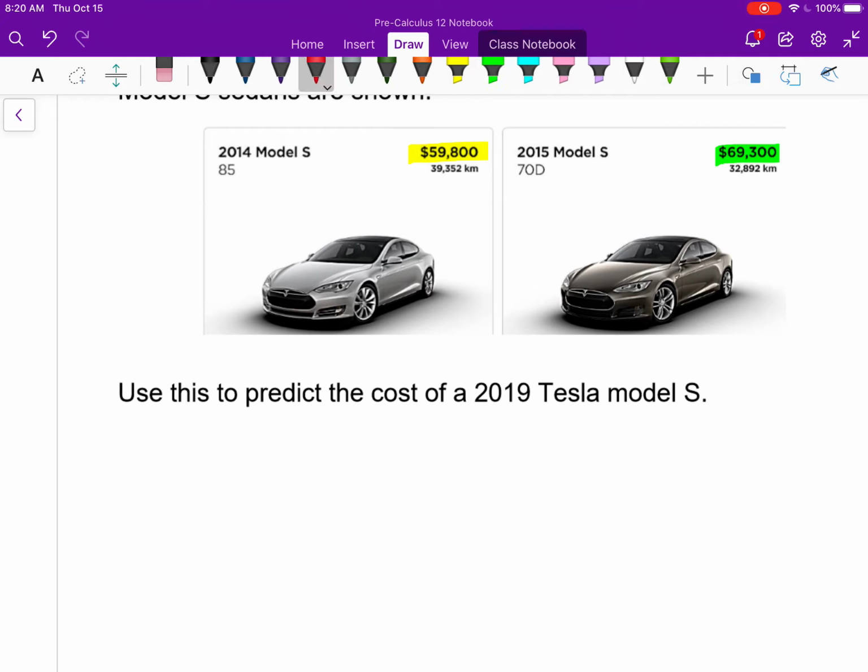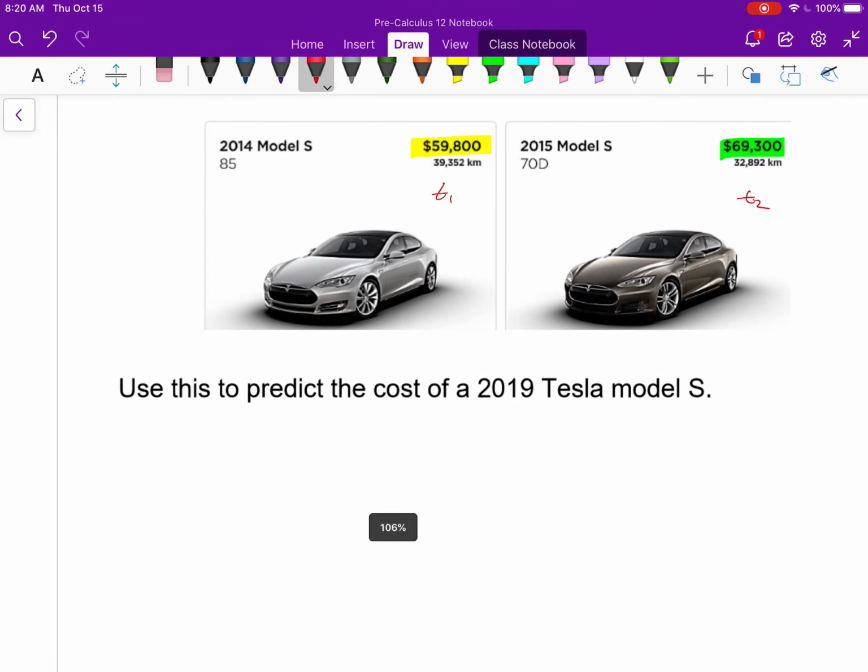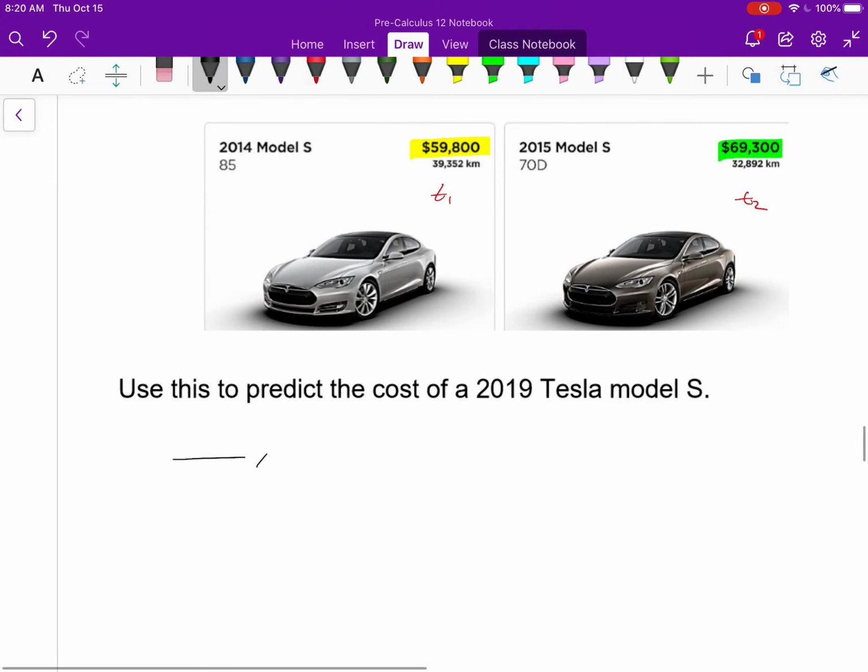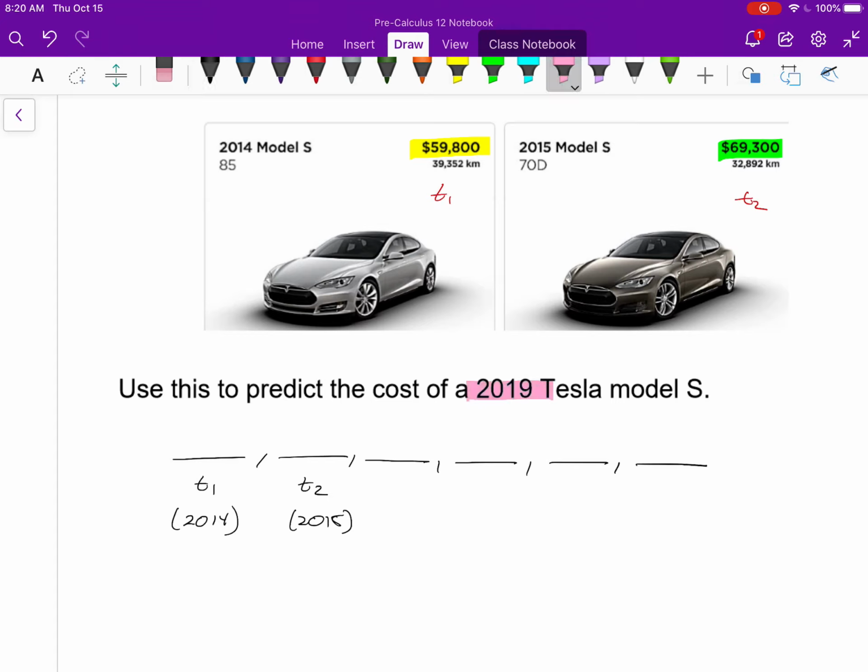What I'm going to do, and I always have choices, is call this term 1 and this term 2. But I want to remind myself that term 1 is the 2014 model and term 2 is the 2015 model. I'm trying to find the 2019 model, so that would be 2016, 2017, 2018, 2019. So I'm trying to figure out this term right here, which is term 6.